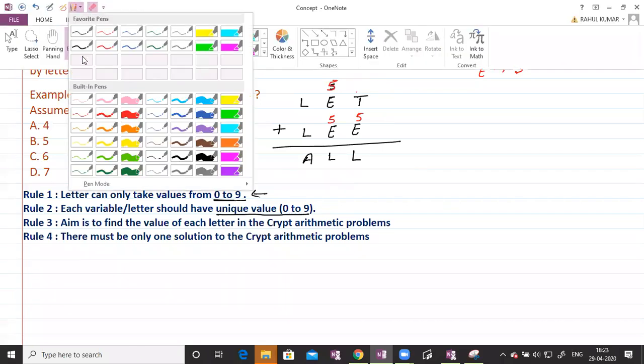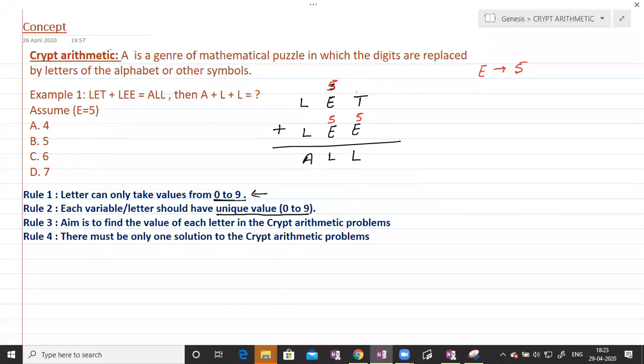Now, try the other possibility. So can I say that if I keep L as 1, right? Why keep L as 1? L is 1 here, so L plus L becomes 2, and there is no carry. So what would T be now? 5 is already there, so 6. 6 plus 5, that is 11. Carry 1 from here. Now, 5 plus 5, 10, 10 plus 1, 11.